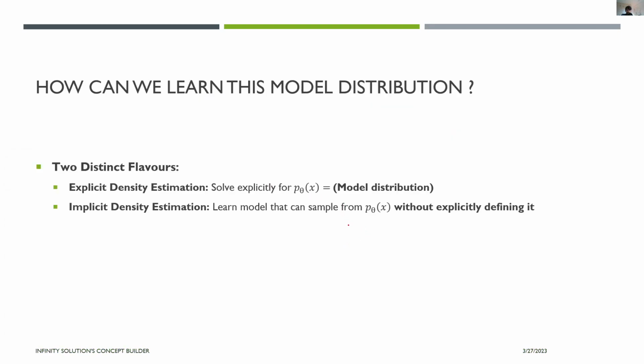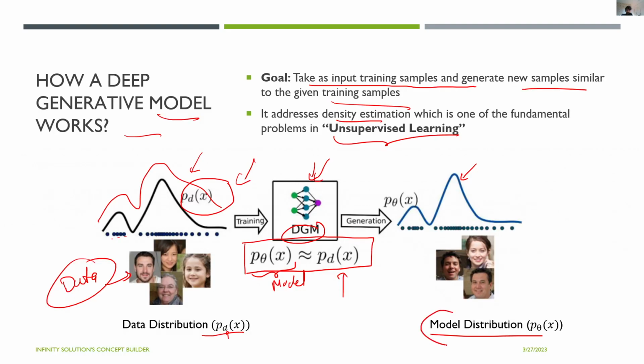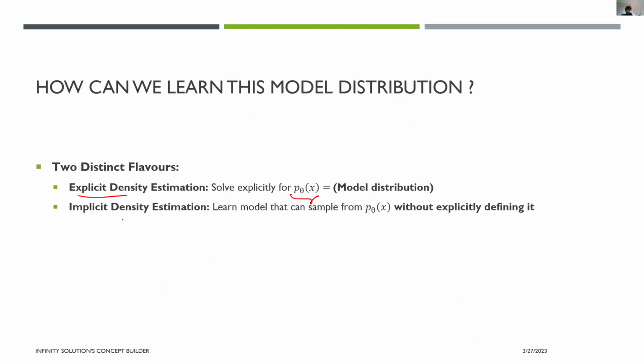But how can we learn this distribution? There are many flavors, but here we will focus on two distinct flavors which are really important and used in real life scenarios. That is explicit density estimation, where we will find our model distribution explicitly, whereas in implicit we won't actually solve for the model distribution, but we will just sample from it. So we will learn some distribution, but not exactly. We will just learn a model that can sample from the given distribution.